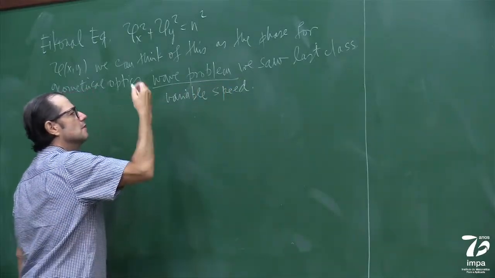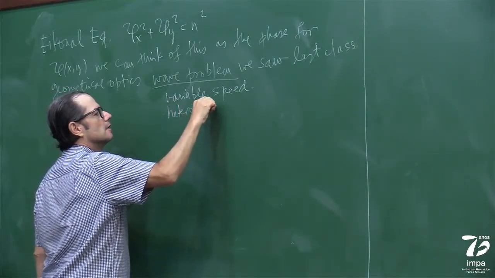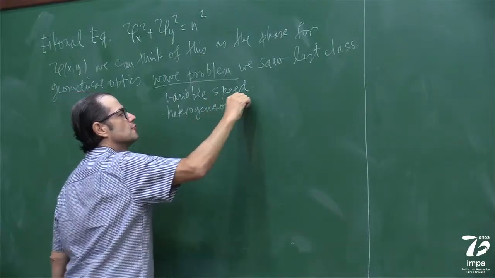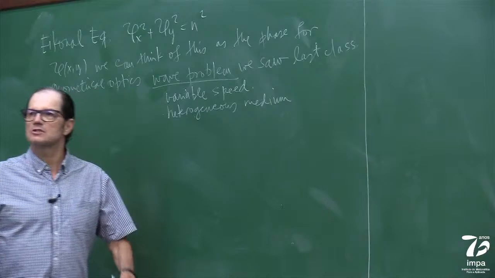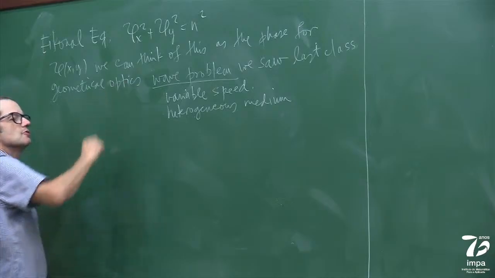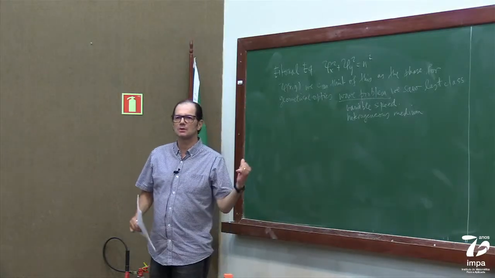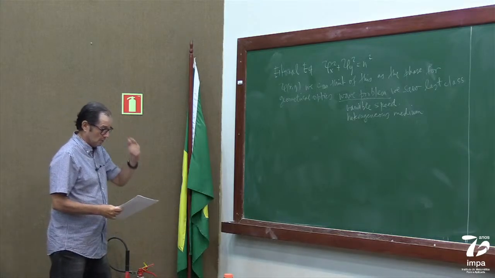With variable speed, another word that I use a lot in my research is heterogeneous medium. That means properties of the medium change spatially, right? Many problems arise like that. And geometrical optics, one example we saw was that Mahmouzi problem of the laptop class images last time.